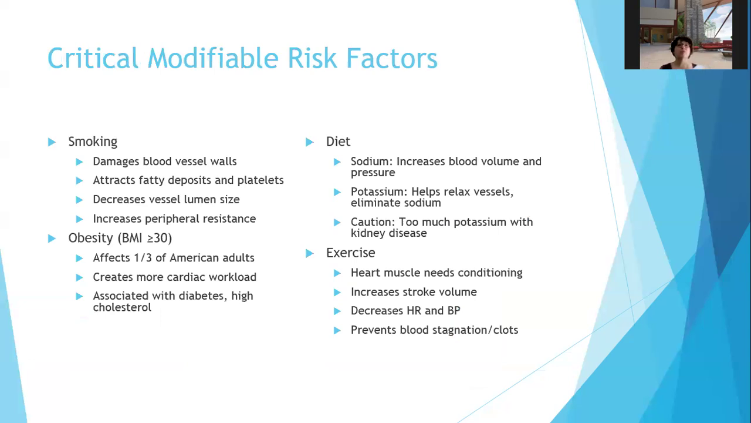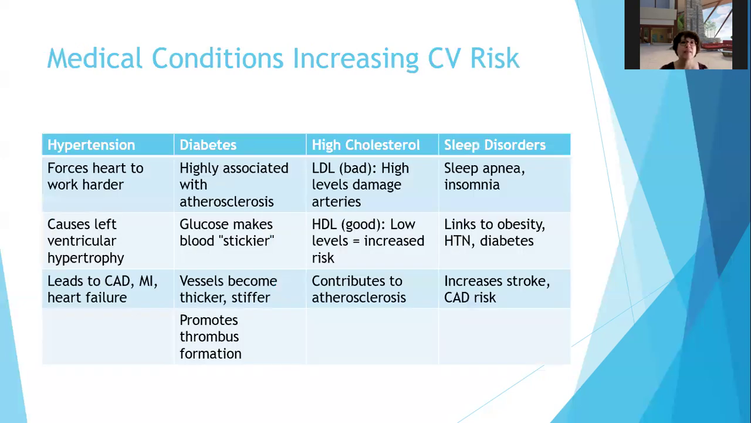So critical modifiable risk factors: smoking, don't do it. Obesity, work on that. Diet, work on it with the obesity. Exercise, yes, we love exercise. So these are 4 things that you can modify that are going to have a big effect on cardiovascular health. Medical conditions that increase your cardiovascular risk include hypertension, diabetes, high cholesterol, and sleep disorders. And I talked about some of those already, but here's kind of the little chart, because I love a good chart.